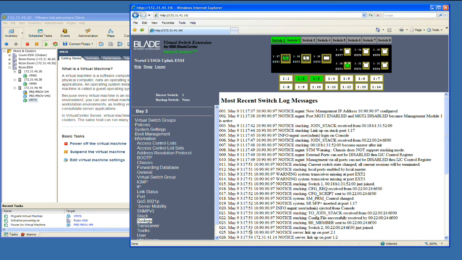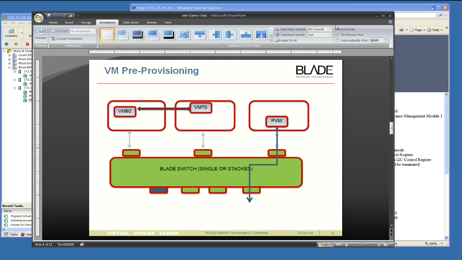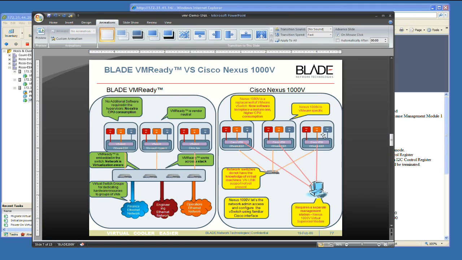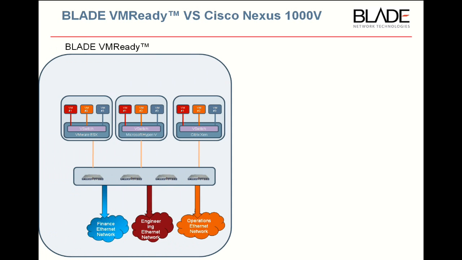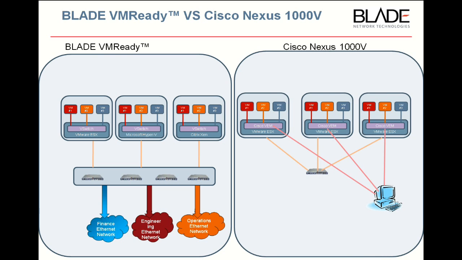Now what I will do is that I'll spend a couple of minutes comparing VMready with Nexus 1000V. So what I have here is a slide that does that. So we have the VMready here and the Cisco Nexus 1000V on the right hand side, and you can see there are some differences over there.